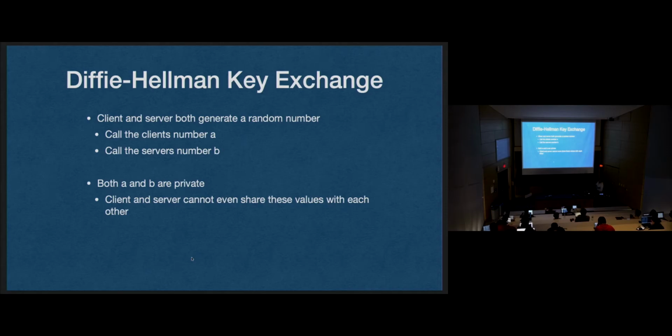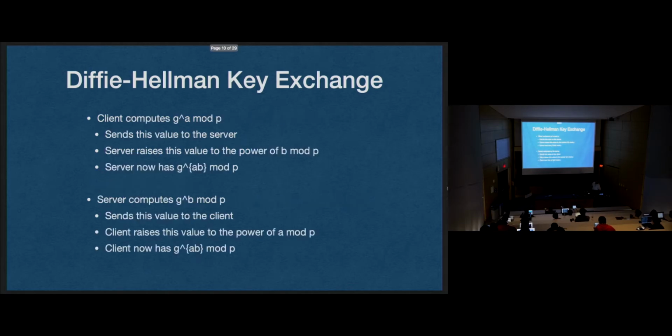These are private to the extent that the server can't even know the client's value A, and the client can't even know the server's value B. They're that private. Only client knows A, only server knows B. The client's going to compute G to the A mod P and send that to the server. The server is going to compute G to the B mod P and send that to the client. So they're each sending their value, G raised to their value mod P.